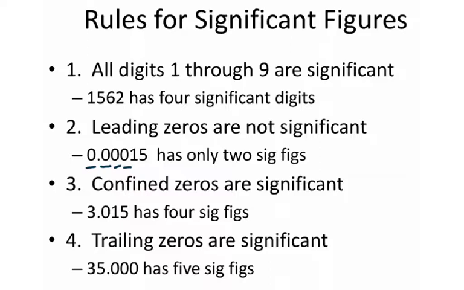Leading zeros are never significant, ever. Therefore, in this number, only the 1 and the 5 are significant digits. So that number only has 2 significant digits. Let me give you some more examples. Let's say I had 0.3. That zero is a leading zero, so that's not significant. So only the 3 is significant. That one has 1 significant digit.